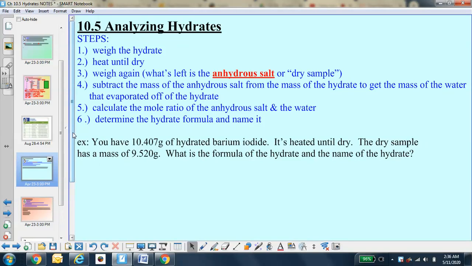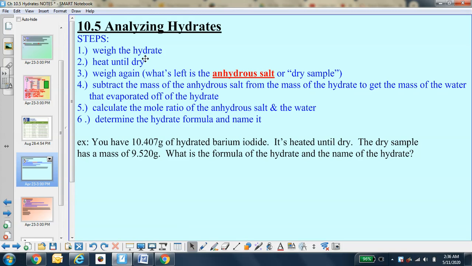Hello, everyone. I hope you've accessed your Analyzing Hydrates notes, and by now I hope you know how to name the hydrates and to write formulas for them. So I'm going to show you what we would do in the lab and how you would analyze a hydrate to figure out what its formula is.